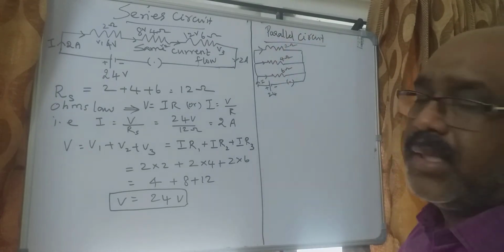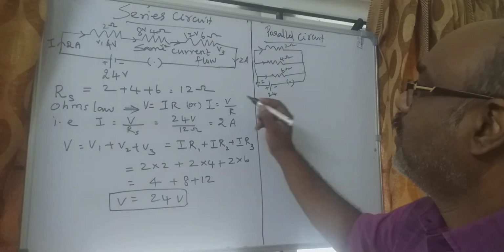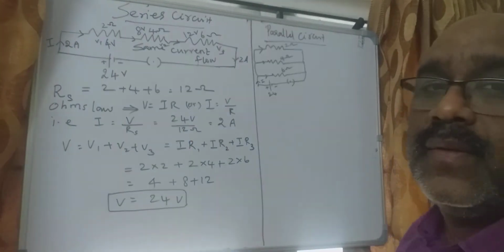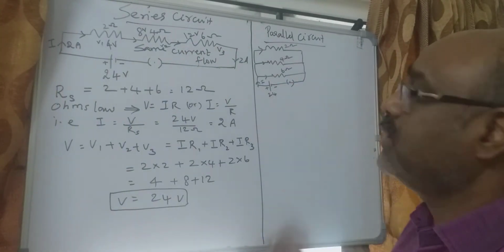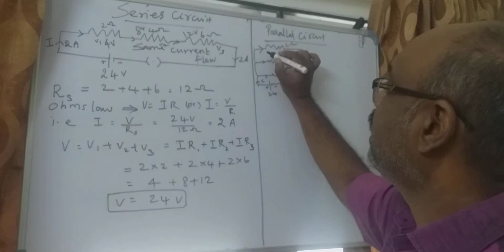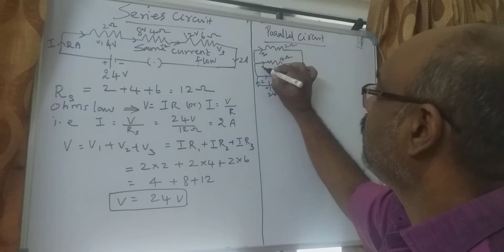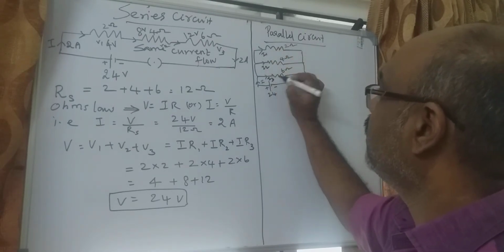The current will be splitting over here. In a series circuit the voltage is splitting, whereas in the parallel circuit the current is splitting. Now let us take this current as I1, this current as I2 and this current as I3.